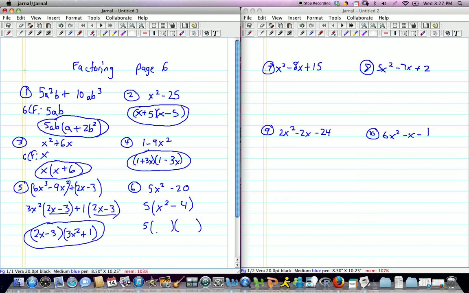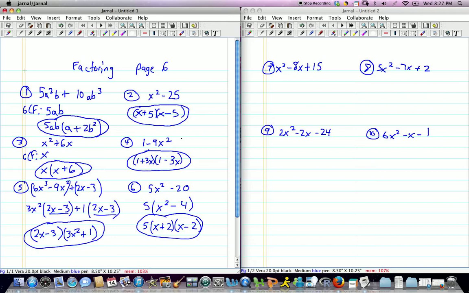I take the square root of x squared and get x. Take the square root of 4 and get plus 2 and minus 2. And this problem is now finished. So it was combining difference of squares with GCF to do both types of factoring in one problem.